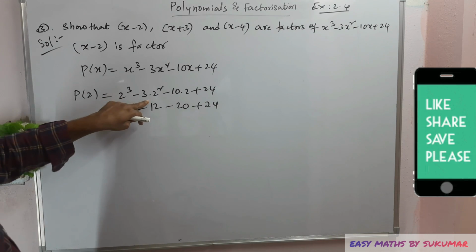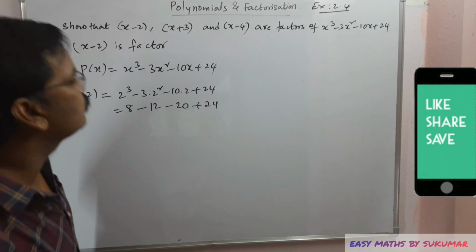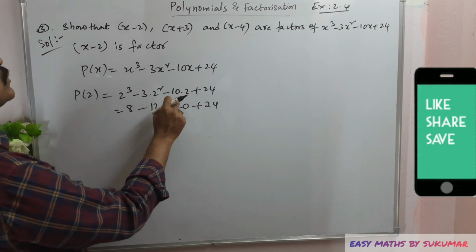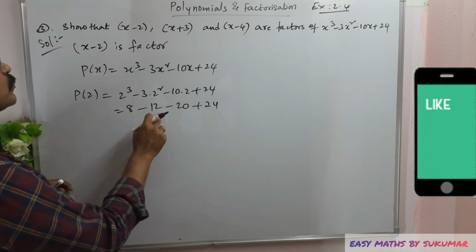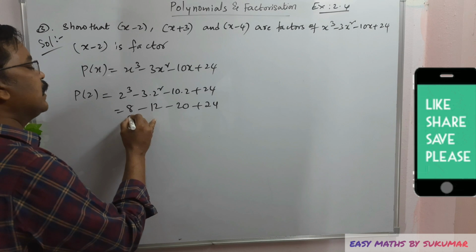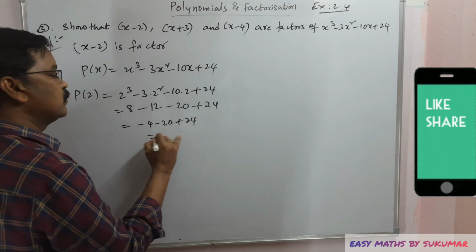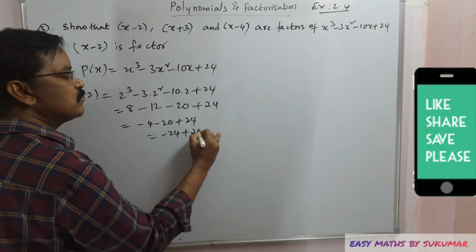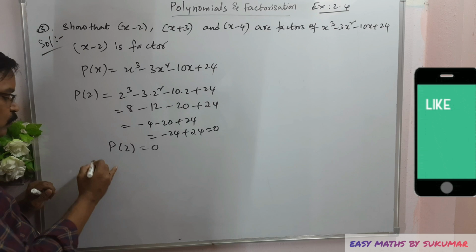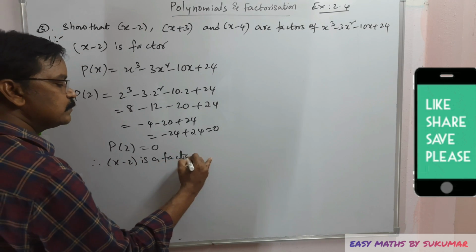x cube minus 3x square minus 10x plus 24. So substitute x = 2: 2 cube minus 3 into 2 square minus 10 into 2 plus 24. 2 cube is 8, 3 fours are 12, 10 twos are 20. So 8 minus 12 is minus 4, minus 20 plus 24. So this is minus 24 plus 24, which is equal to 0. That means P of 2 is equal to 0. Therefore, x minus 2 is a factor.